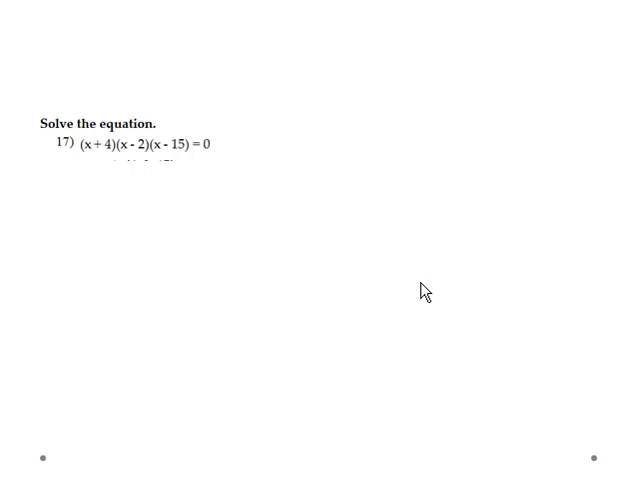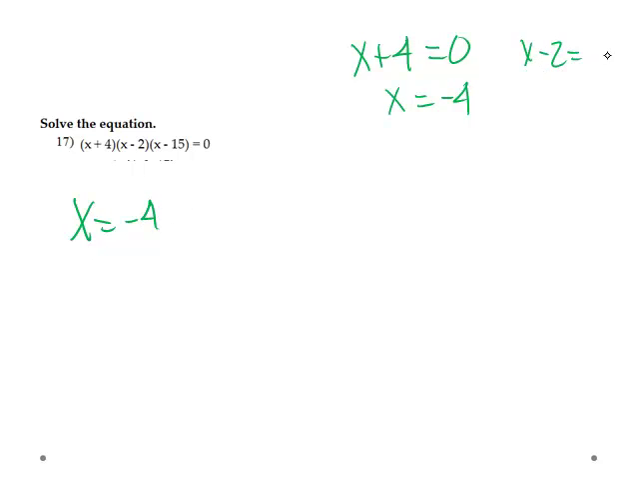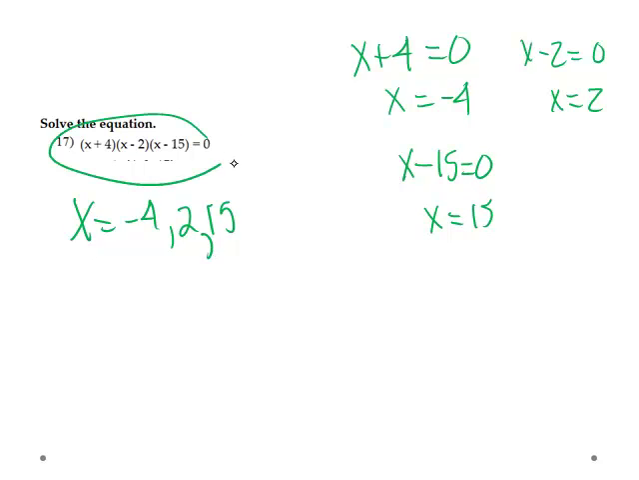Solve the equation. In other words, what are the possible choices for x? So we have x plus 4 equals 0, which means x equals negative 4. So one of the choices is negative 4. x minus 2 equals 0, which means x equals positive 2. So another choice is positive 2. And the last one, x minus 15 equals 0, means x equals positive 15. So our three choices when there are three factors are right there.